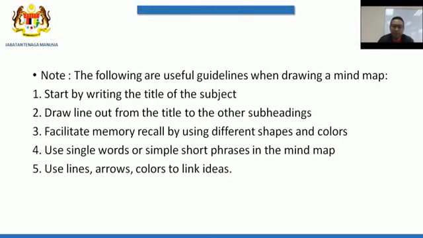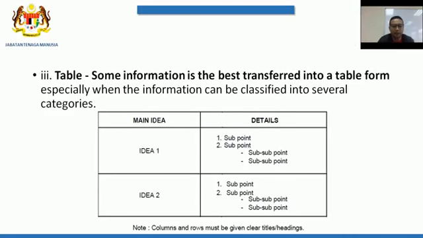Okay, so let's move on to our next example. As you can see, number 3 here, table. Some information is best transferred into a table form, especially when the information can be classified into several categories. So idea 1, we put it into details 1, idea 2, we put it into details 2. For instance, let's say if we give an example, male students would prefer topics which consist of vehicles or transportation or perhaps motorcycles. Female students would prefer lifestyle or perhaps fashion or even food.